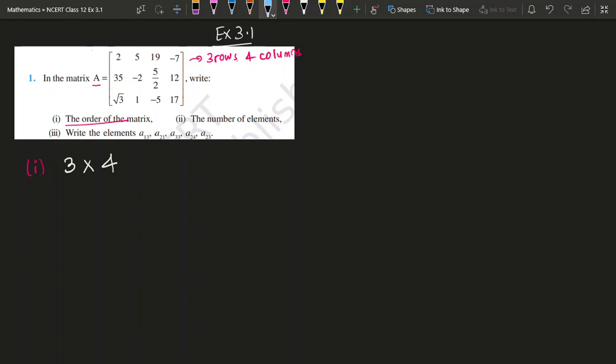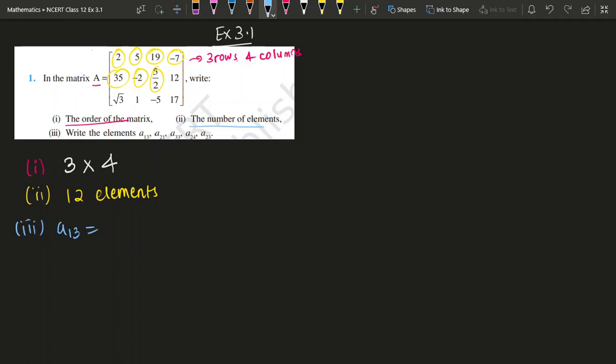Second part of the problem asks the number of elements. So the number of elements, you just are counting how many entries are there in this matrix. And so that's basically the product of 3 and 4, and there are 12 elements. The third part of the problem is write the element A13, so let us write that.